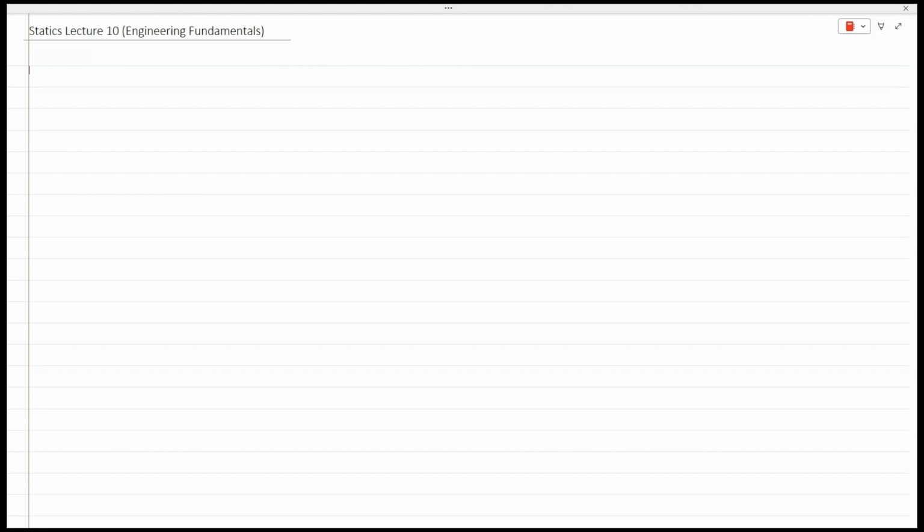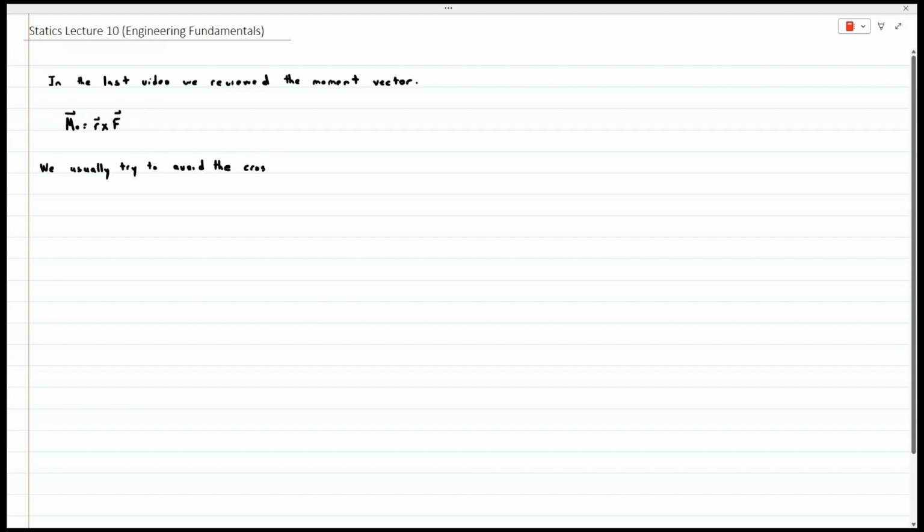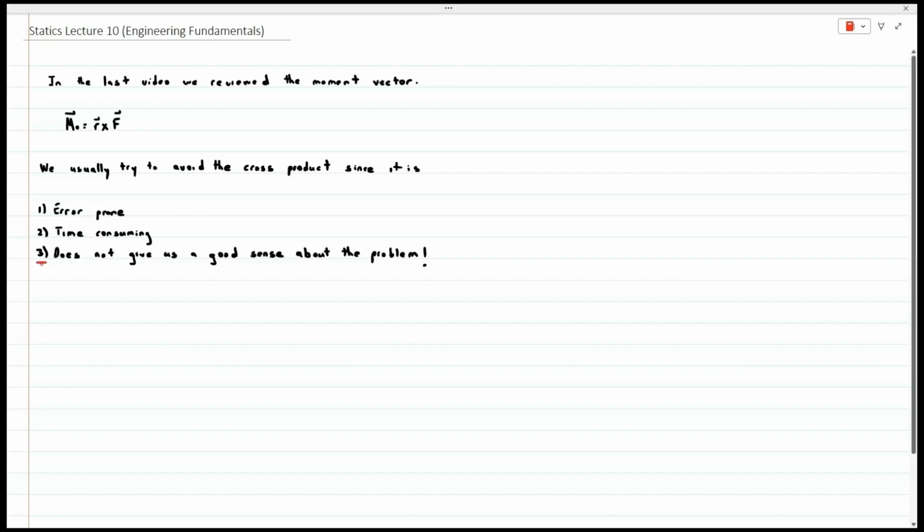Enjoy the video. In the last video, we reviewed the idea of the moment vector, where we said a moment was a position vector crossed with a force. We usually try to avoid this cross product because it's error prone, it's time consuming, and it doesn't give us a good sense about the problem. And this is the most important idea. We're simply plugging into a mathematical operation, so the physics of the problem is unclear. And engineers like to understand the problems that they're doing, so we usually use a different way. Still aware of the definition, just in a slightly different format.